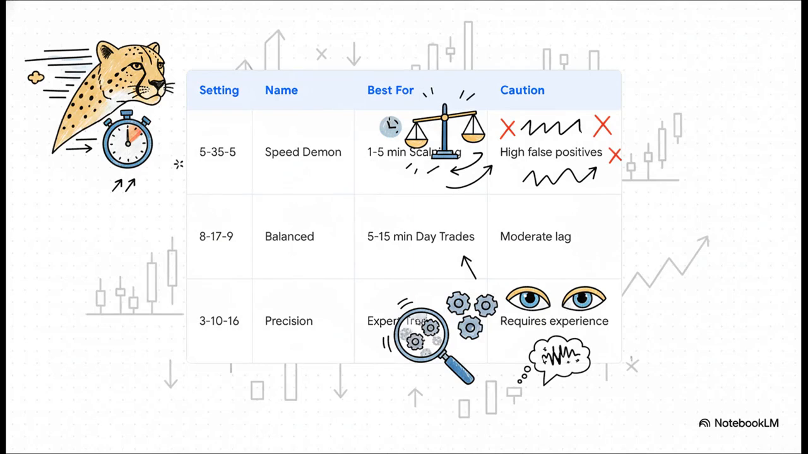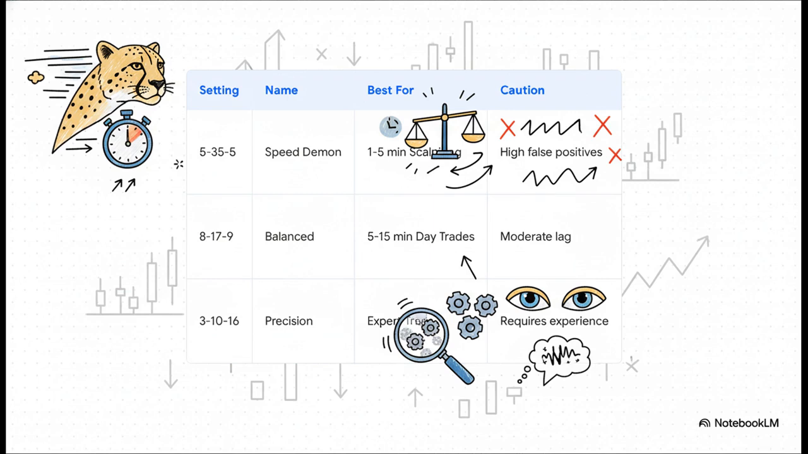All right, this is good stuff, the core of what we're talking about today. Let's look at three really powerful alternatives. First up, the 5-35-5 setting, which I like to call the speed demon. This is perfect for scalping on those super short 1 to 5 minute charts. It gives you ultra-fast signals, but here's the catch. You're going to get a higher number of false positives.